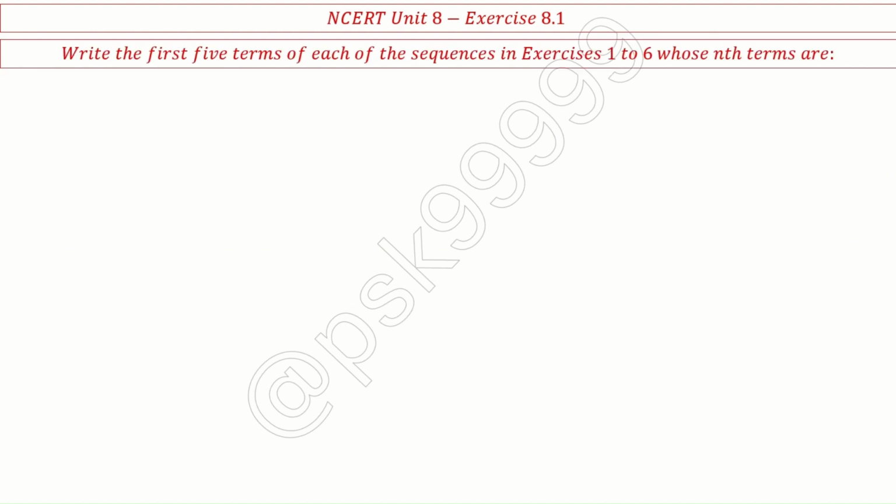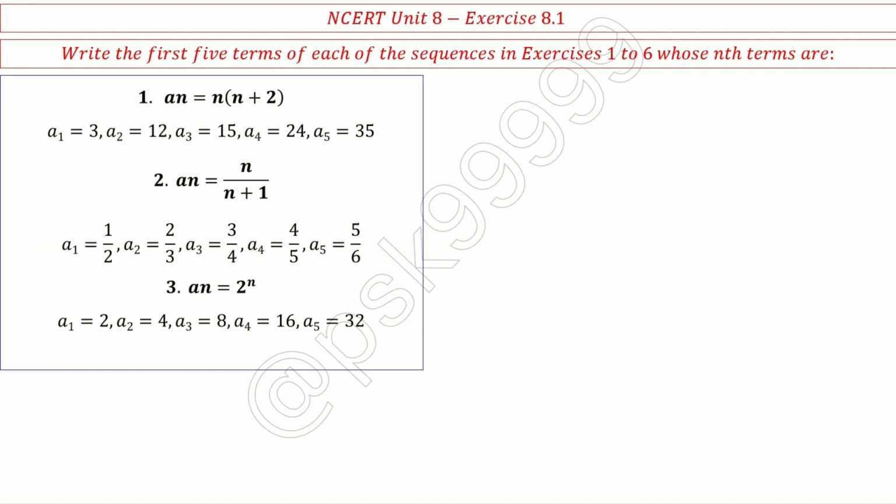Let's get into the exercise. Write the first 5 terms of each sequence in exercises 1 to 6. An is given as n into n plus 2. We can just substitute n equal to 1, then you will get a1. a1 is 3, a2 is 12, a3 is 15, a4 is 24, and a5 is 35. This is how you will write all these questions.